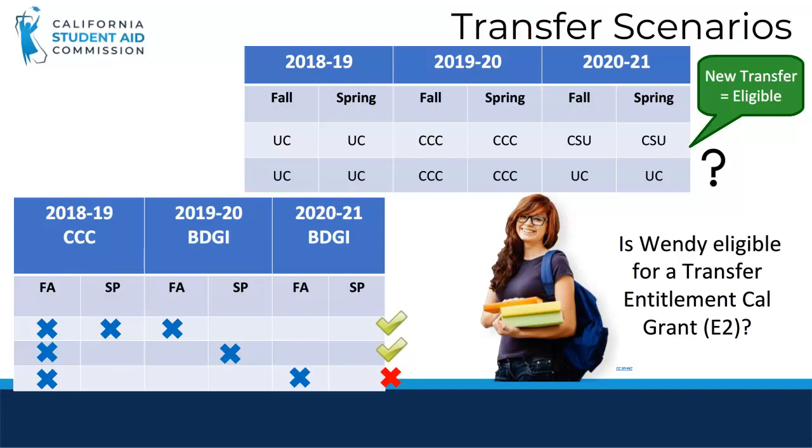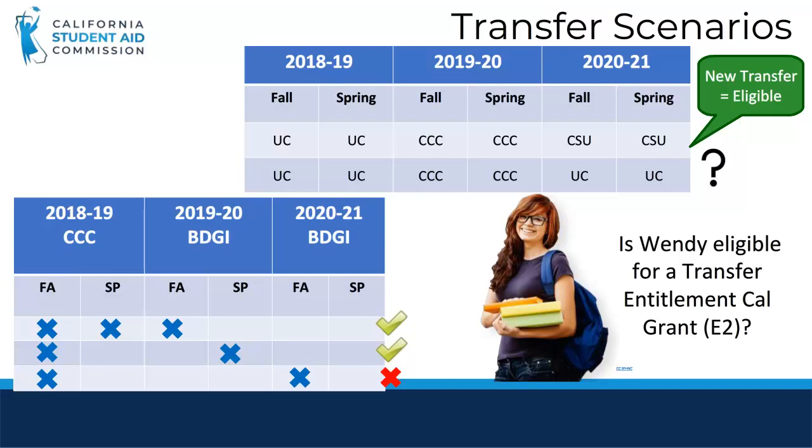The next situation is Wendy attended a community college for both fall and spring of 1819 and plans on transferring in fall of the 1920 year. Is Wendy eligible for the transfer entitlement Cal Grant? The answer is yes. Then, the next situation would be Wendy attended a community college for fall of 1819 and plans on transferring in spring of the 1920 year. Is Wendy eligible? Yes, she is eligible for this situation.